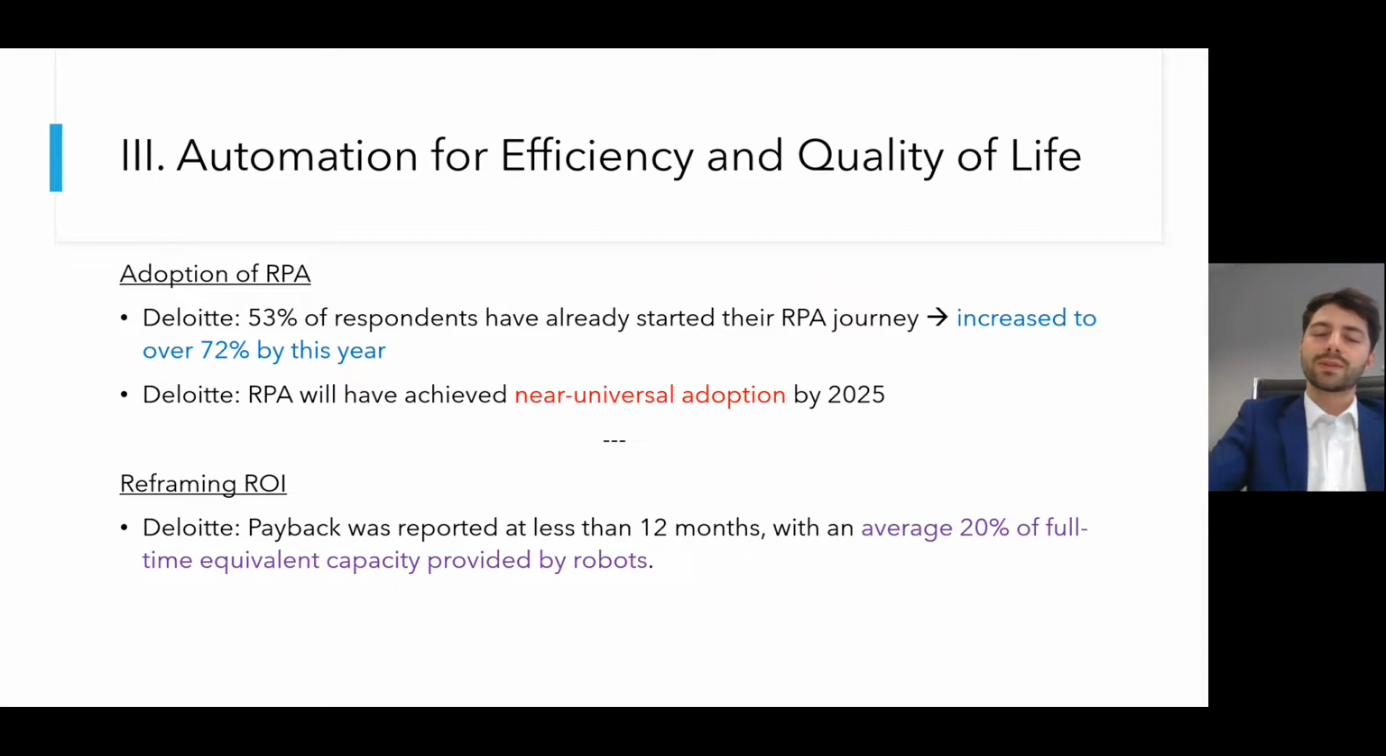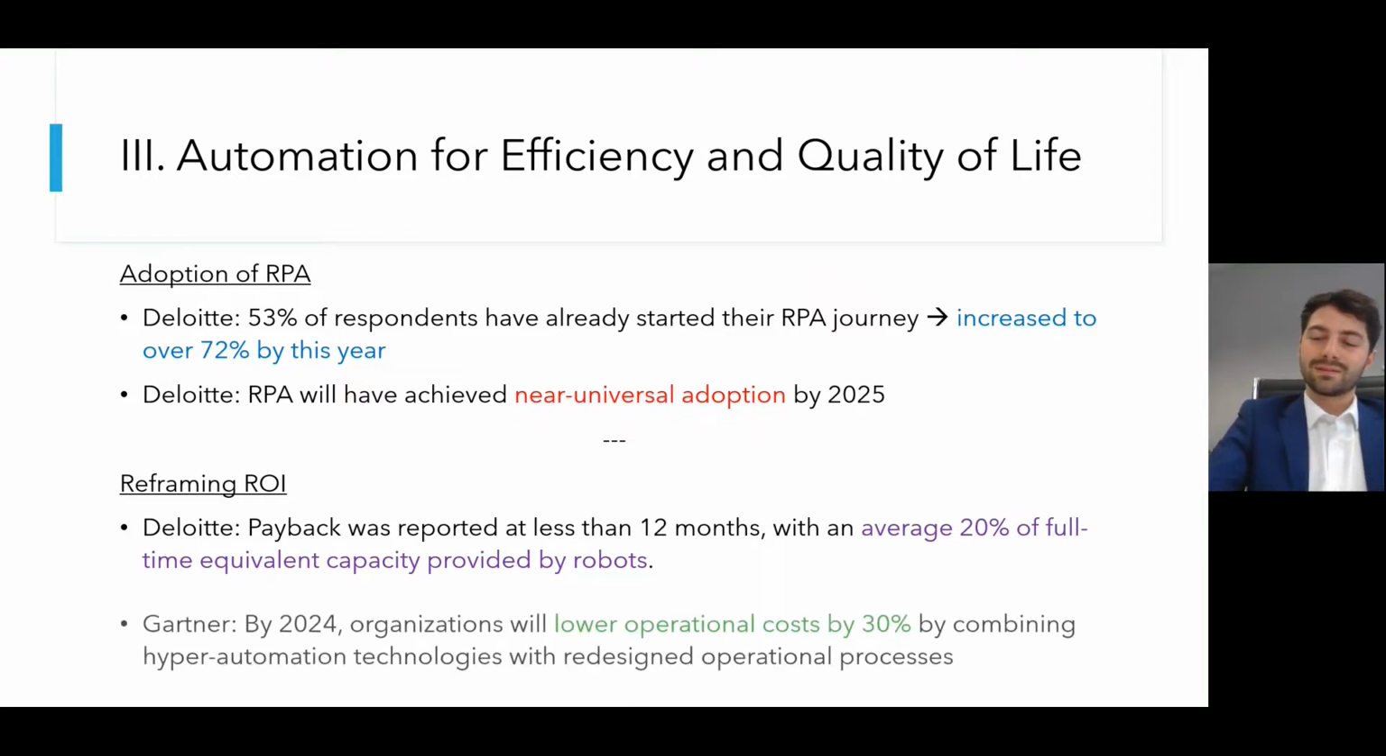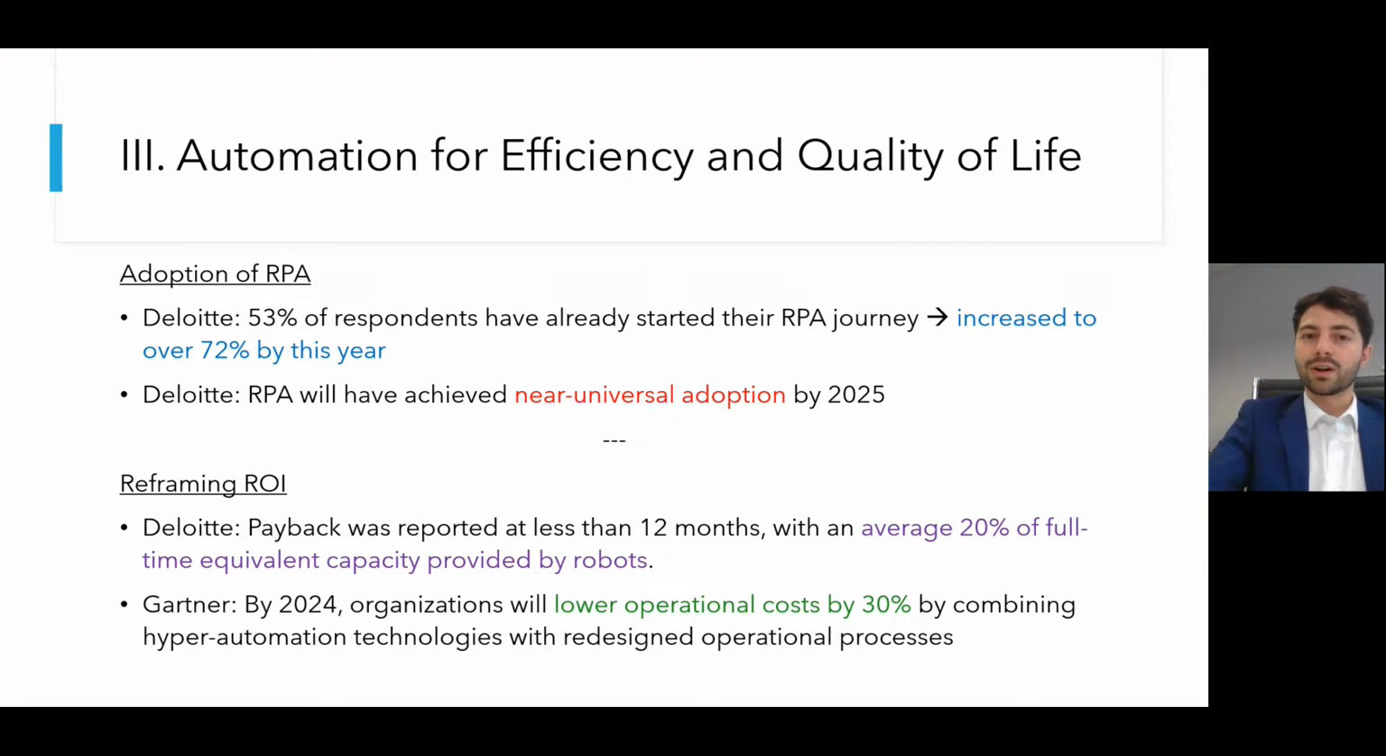And if you think about all of the efficiency that it adds, then that's where even more money comes in. So according to Gartner, by 2024, organizations will lower operational costs by 30%, combining hyper-automation technologies with redesigned operational processes. It's a very long-winded way to say working smarter, not harder. Just using automation and changing your processes, tweaking them slightly so that you can get maximum efficiency will lower the operational cost by 30% by 2024.